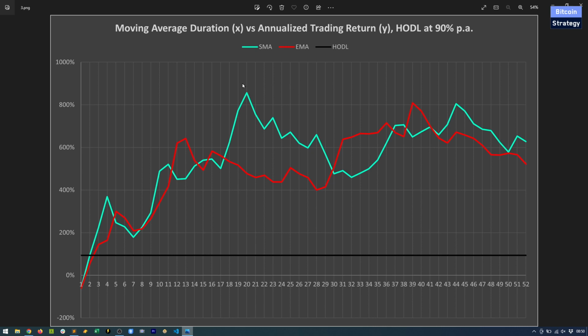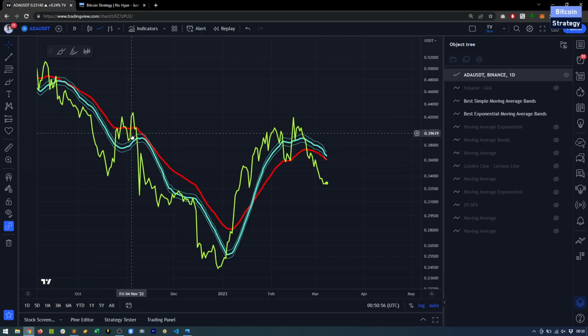Pretty much similar performance with the SMA slightly outperforming, which kind of makes sense because you react more to the market. You're a bit closer to the price. You have to trade a little bit more. And this additional trading hopefully also gets compensated to a degree.